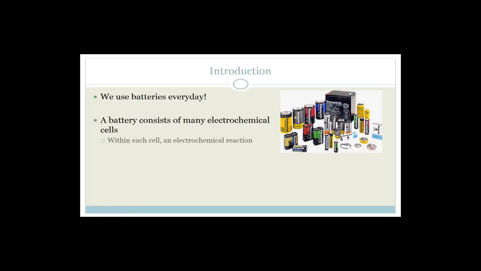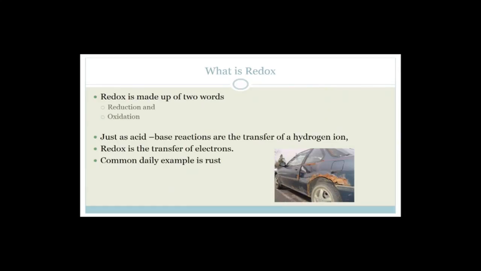Every single one of these is very special because within it an electrochemical reaction is happening. Even when it's not connected, there's a small electrochemical reaction happening. But let's just consider that an electrochemical reaction occurs when we connect it. Now, we need to talk about redox because electrochemical cells and redox go hand in hand. Redox is made up of two words: reduction and oxidation.